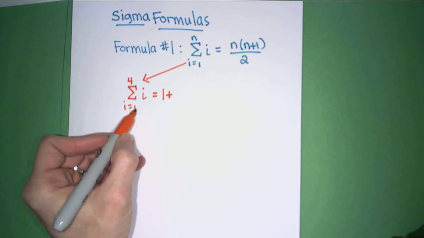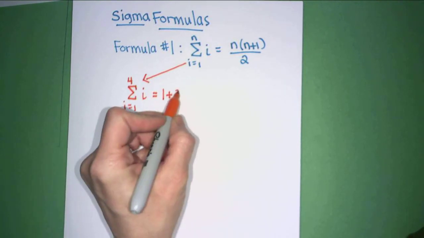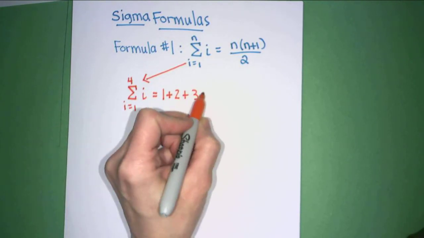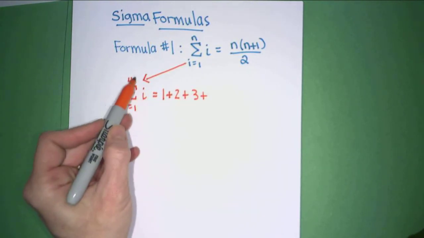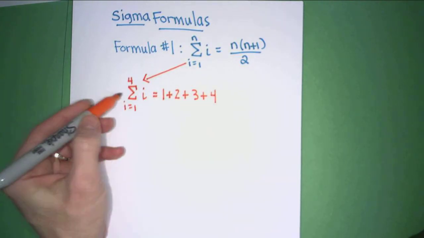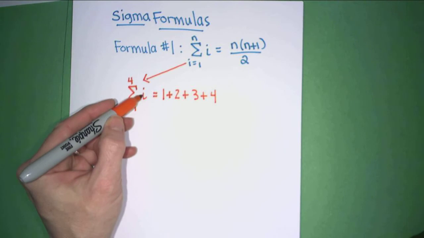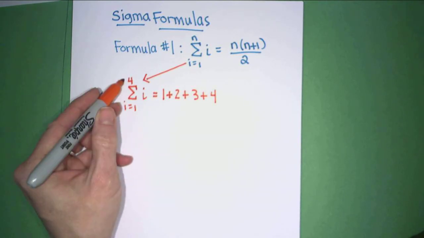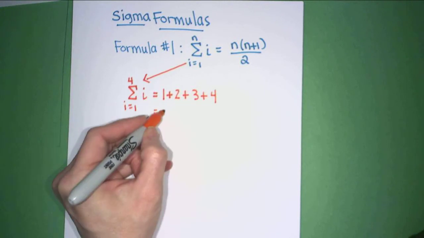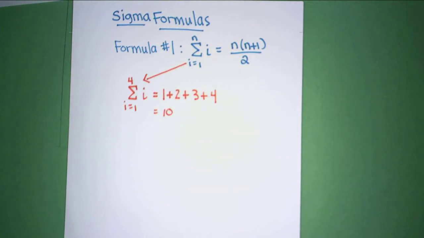Well, if i is 2, then this becomes a 2. Plus, I'm going to let i be 3. And finally, once I get to the top here, I'm going to stop when i is 4. So the sum of the function i from i equals 1 to 4 is going to be 1 plus 2 plus 3 plus 4, so that's going to be 10. So that's one way to work that problem.